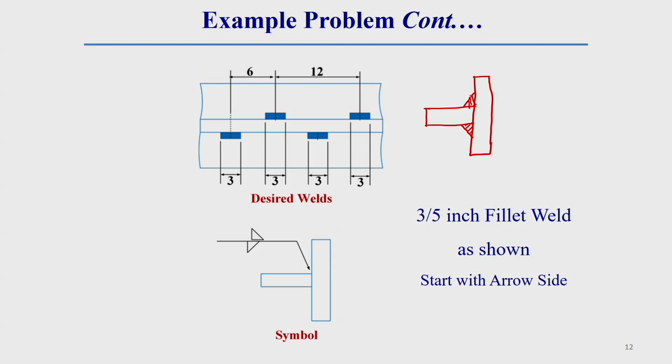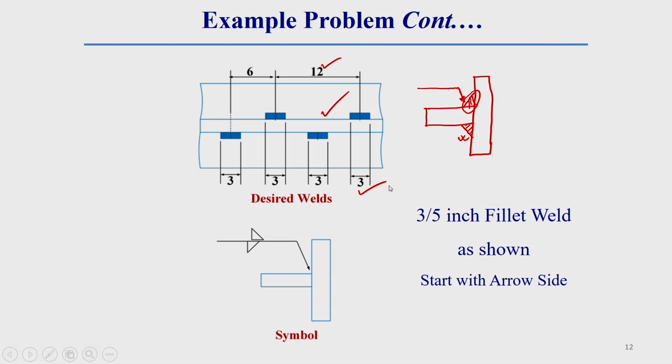But here you see we provided the arrow here and here. Whatever information is required for this side will be given on the bottom side of this weld symbol, and whatever we did on the other side will be given on the top side of the weld symbol. On the top side, the center-to-center distance between two different welds is 12 inch and the weld length is 3 inch.